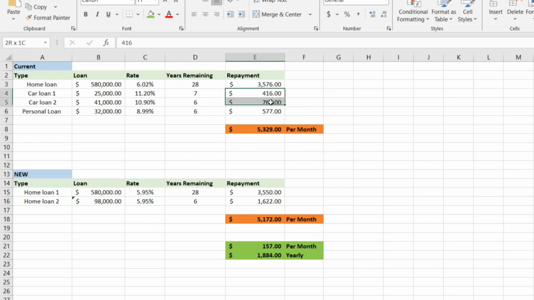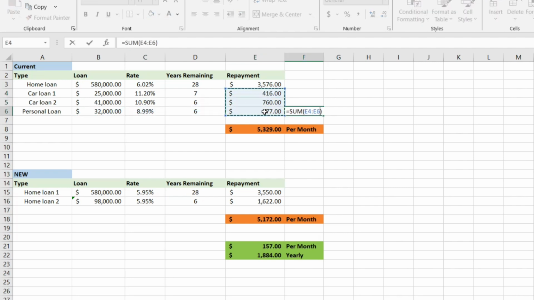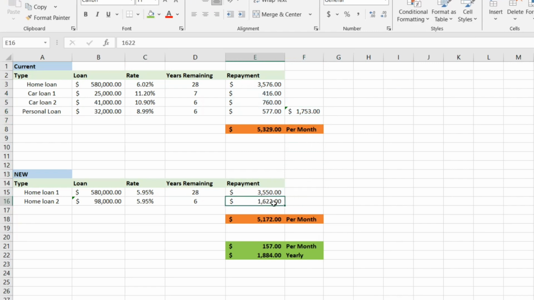So you'll see here, before their total debt repayment for these small loans was around $1,753, and now, right, it's $1,622. So that's about $130 difference, all right? So now the total loan repayment after the debt consolidation is $5,172, which is a savings of around $157 per month, or just under $1,900 per year.